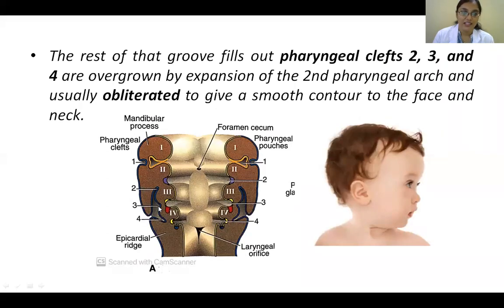Then what's happened to the second, third, and fourth clefts? Again, you can see there's a smooth contour. You can see here also a smooth contour. Other than this, there's nothing else. So what happened is the first arch overgrows the rest of the clefts. It's overgrowing them, and then slowly these also merge, and then you get a smooth contour. The anomaly part related to it, in another class I will tell you.